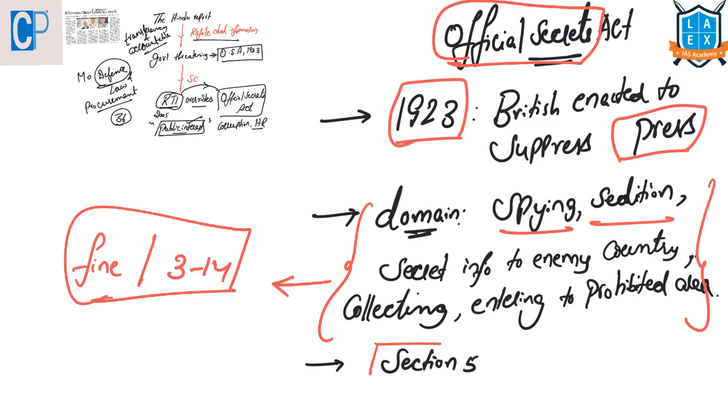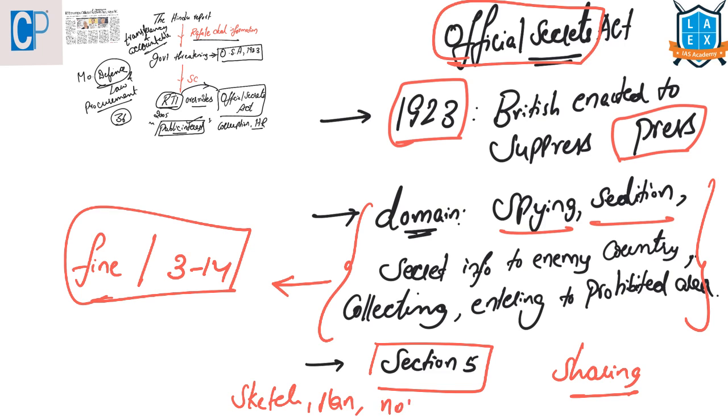And there is Section 5 of this act which says that even sharing or retaining any information in any form, like a sketch, a plan, a model, a note, an article, a document, or information which is related to or used in a prohibited place, will come under this Official Secrets Act.